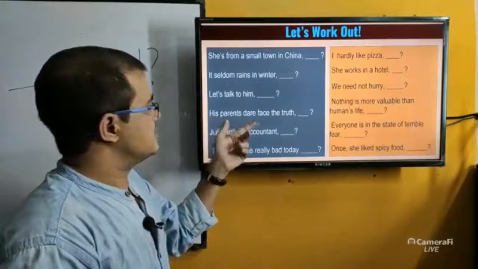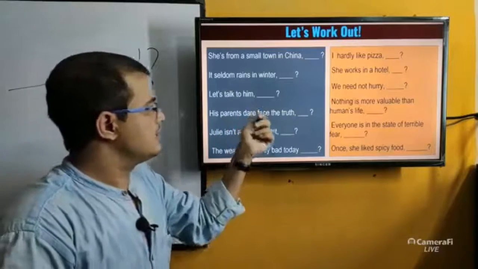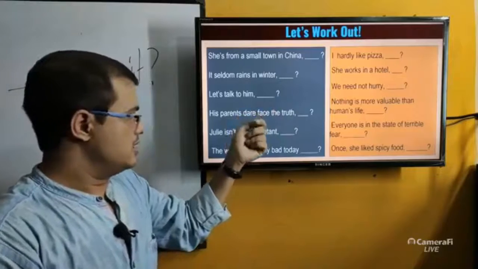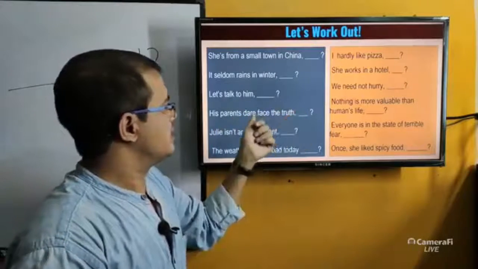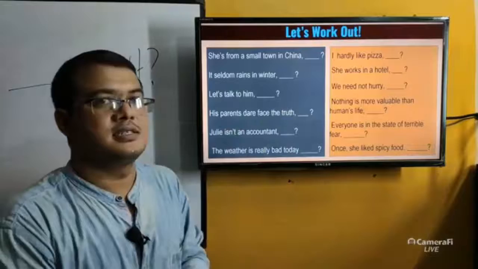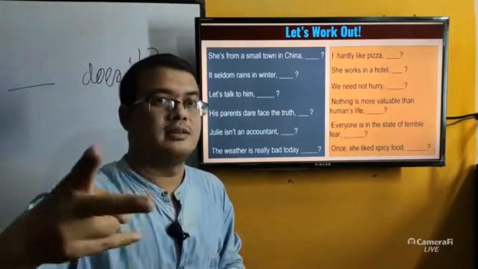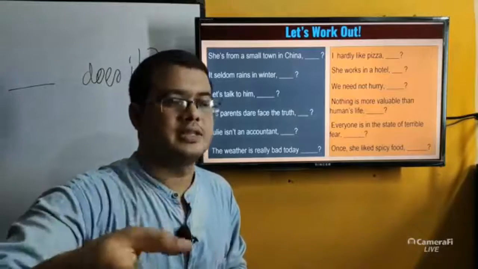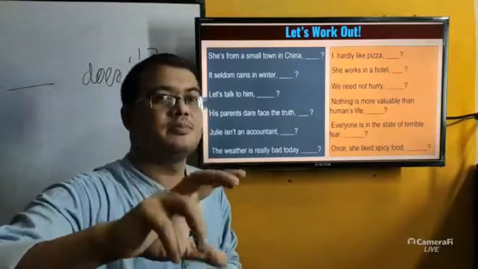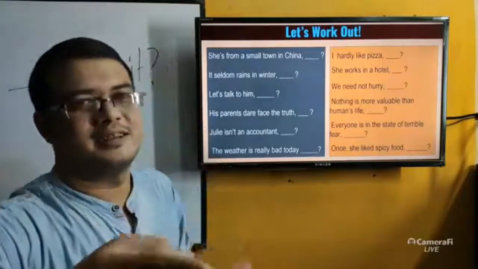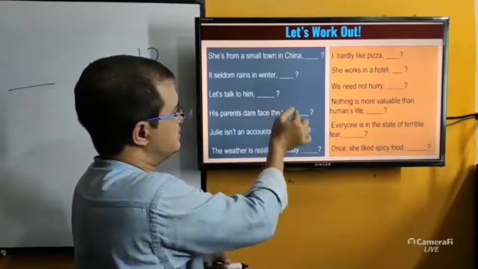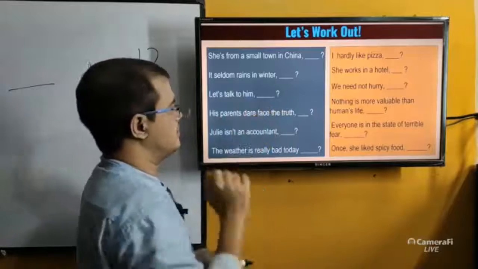His parents dare face the truth. Dare, there is another verb, face. So this is a main verb, it is auxiliary, so it should be daren't they, because parents is both mother and father. বাবা মা দুইজনকে বলা হয় পিতা মাতা। Parents, the meaning of parents is pita mata, so father and mother, so it should be they. So daren't they.